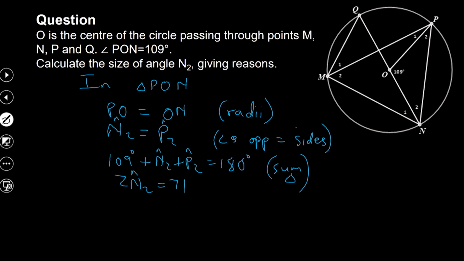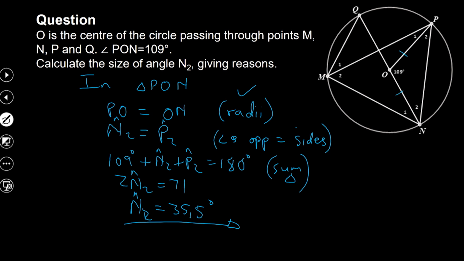And then from there, you divide by 2, it makes my N2 equal to 71 divided by 2, which will be 35.5 degrees. And that will be the angle there. And that's what you will then need to do there. So firstly, this is a radii. They are equal. It makes it an isosceles triangle. So this is equal to that.